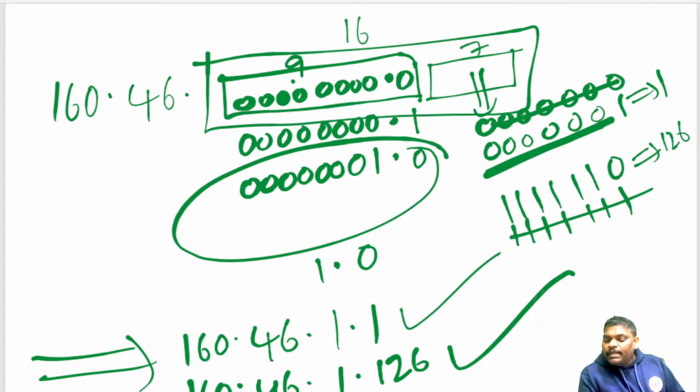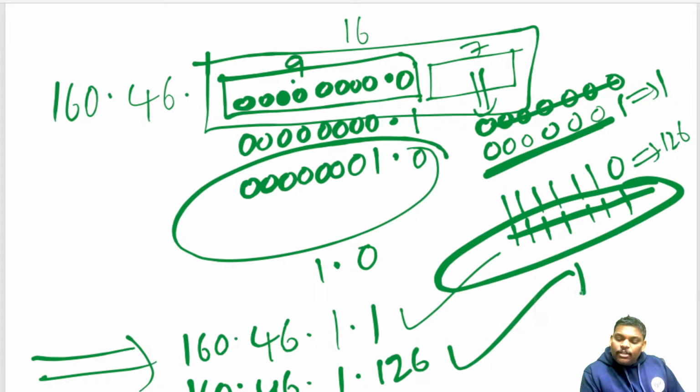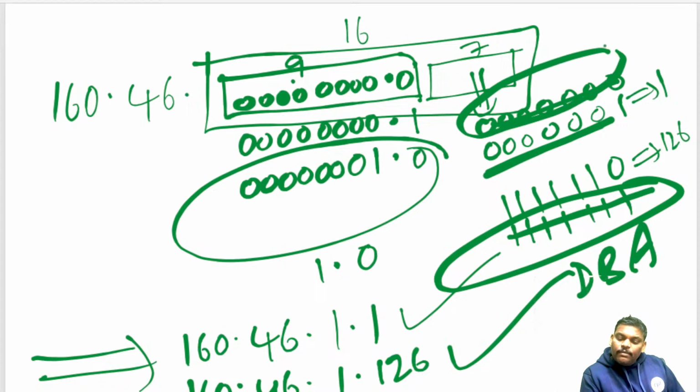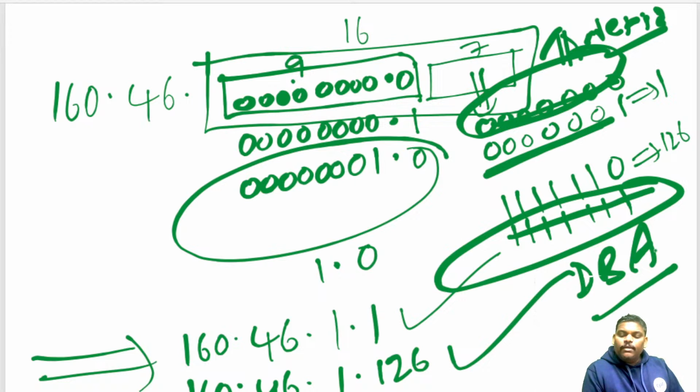This is called net ID. This one you cannot use. It is called DBA, direct broadcast address. This is for net ID, and this is for DBA. Remaining things you can use.